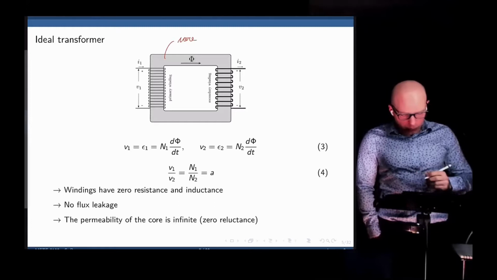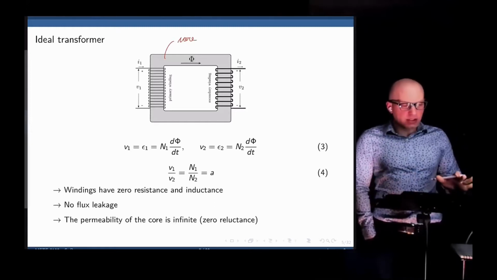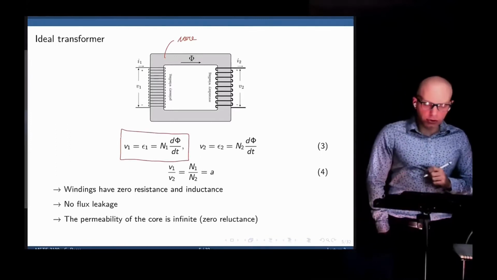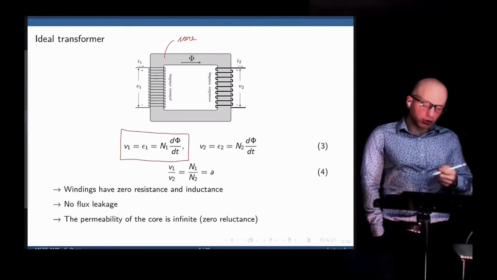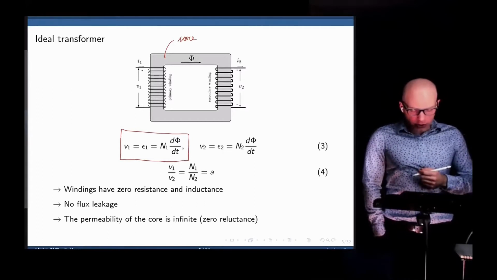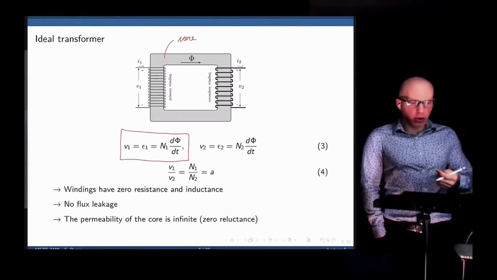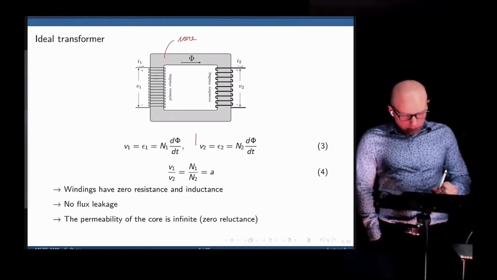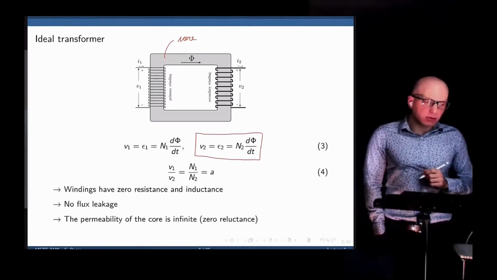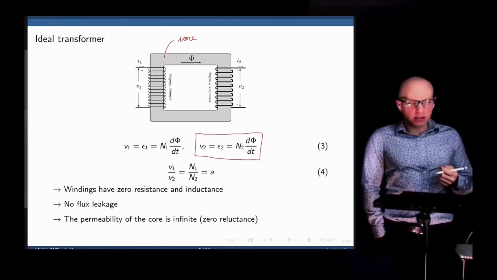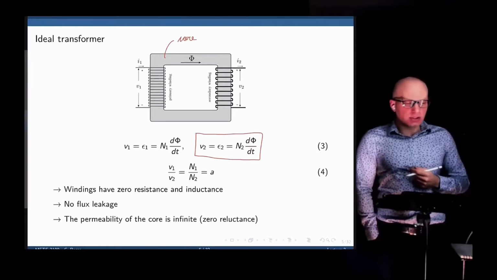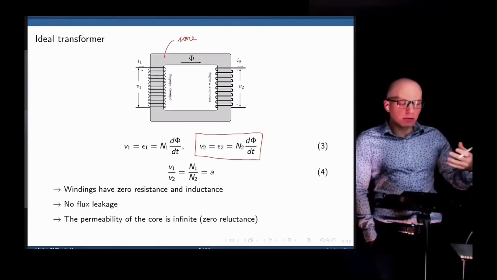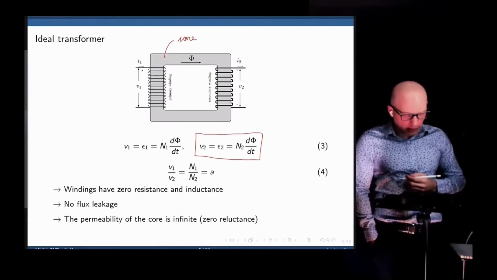Let's look at the first one. If you neglect the resistance of the winding, then you can say that the relation between the voltage and the magnetic flux in the first winding is N1, the number of turns of the first coil, times the derivative of the magnetic flux. And you can say the same for the secondary coil. It shares the same magnetic flux, and the equation is the same. Now the induced voltage in the secondary coil is N2, the number of turns of the secondary coil, times the derivative of the magnetic flux.